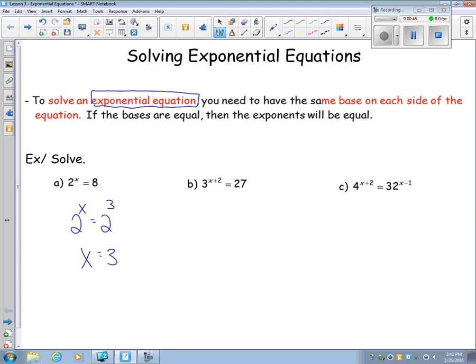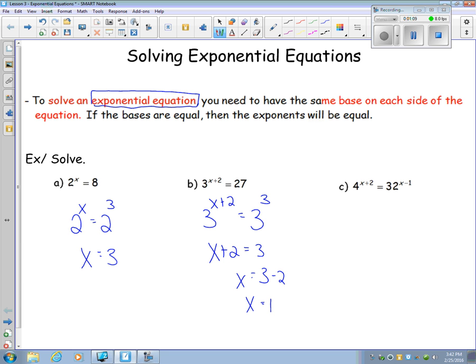Okay, I can do something slightly more complicated. Again, if I want to make my bases the same, I can make them both into 3's. Okay, if I guess and check, 3 to the power of 3 will make 27. So that's another way of writing it. My bases are the same, so my exponents must be the same. We can set that up and solve that. And x is 1.